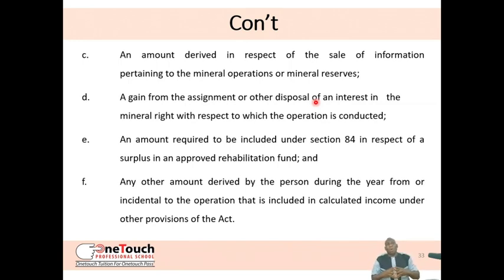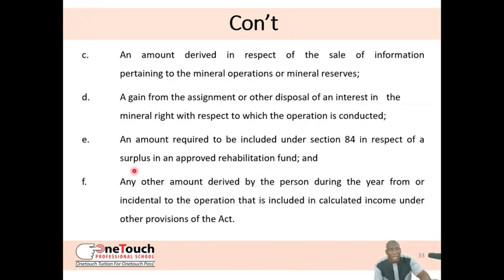So when you assign the right, it's like you are disposing of the right. Remember, you acquire the right at a cost. So in disposing of, you get a consideration for that. When the consideration is more than the cost incurred in acquiring that right, then there will be a gain from the assignment. In that case, it constitutes an income from mineral operation.